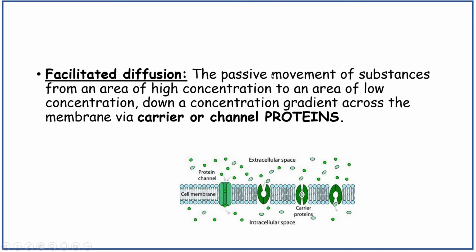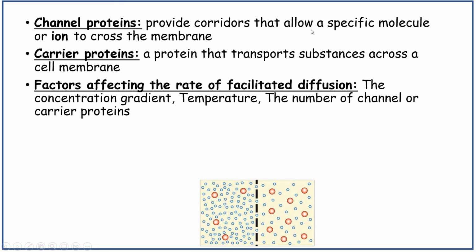Facilitated diffusion is the passive movement of substances from an area of high concentration to an area of low concentration, down a concentration gradient, across the membrane via carrier or channel proteins. Channel proteins provide corridors that allow a specific molecule or ion to cross the membrane. Carrier proteins transport substances across cell membranes, such as glucose, usually large molecules. Factors affecting the rate of facilitated diffusion are the concentration gradient, the temperature, and the number of channel or carrier proteins.